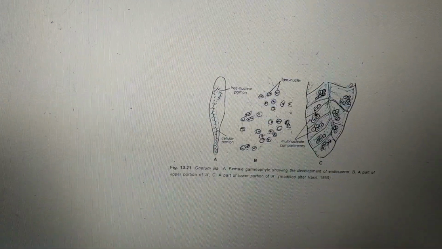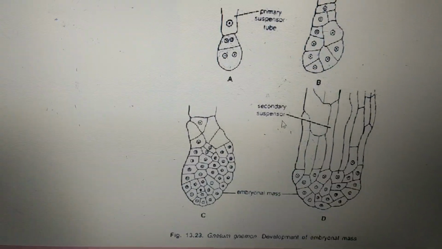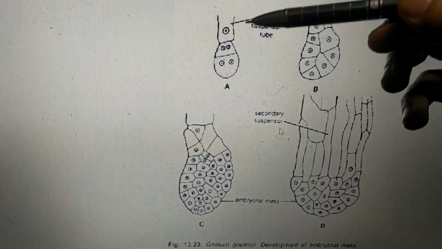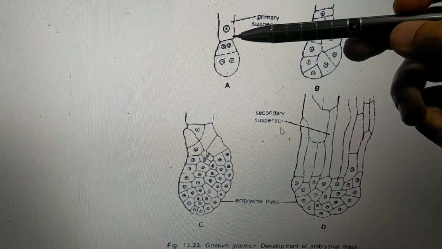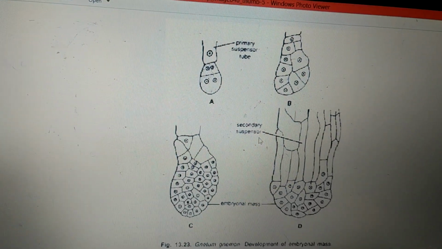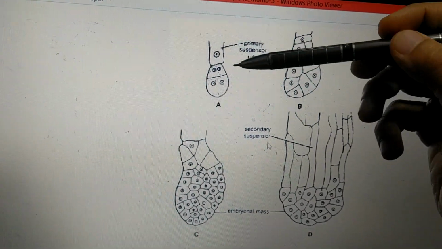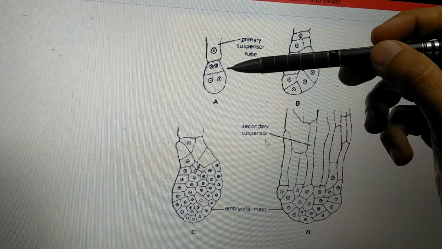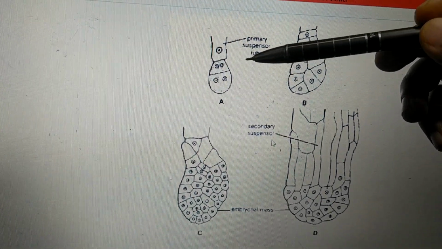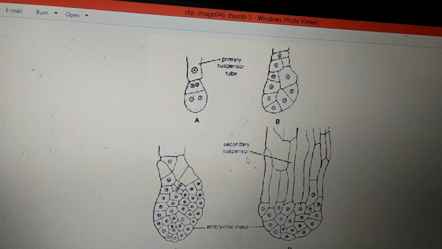Now it's time to discuss the different stages involved after fertilization. Now the zygote is formed. The zygote is going to divide into two cells. The upper one is called the primary suspensor cell or primary suspensor tube, and the lower one is going to divide, leading to the formation of a quadrant stage. This quadrant is going to divide further, leading to the formation of octant. Octant leads to the formation of a multi-celled condition.